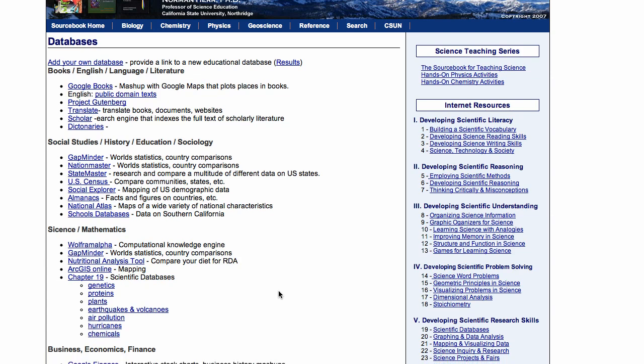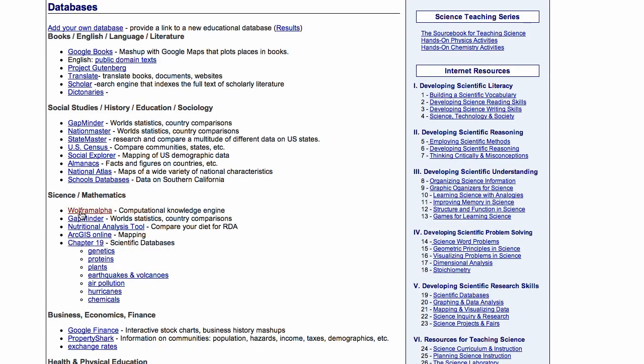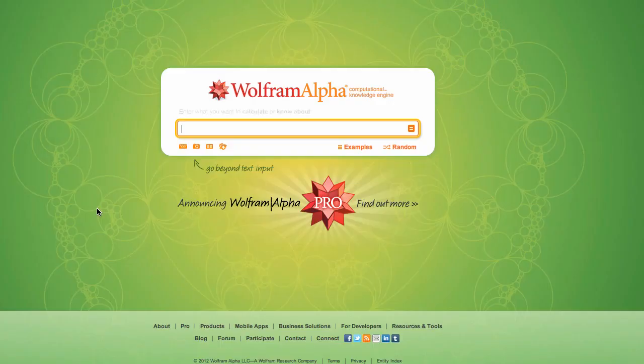I'll just show you one more here. This is one of my favorites, called Wolfram Alpha. It's a computational knowledge engine. Okay, this is great for math and science people, but not just that. You'll see other areas as well. Wolfram Alpha basically looks at all of these different sets of data and allows you to compare and contrast things.